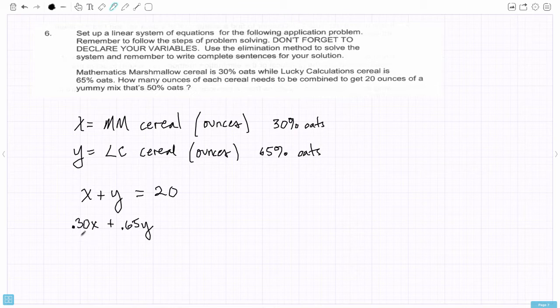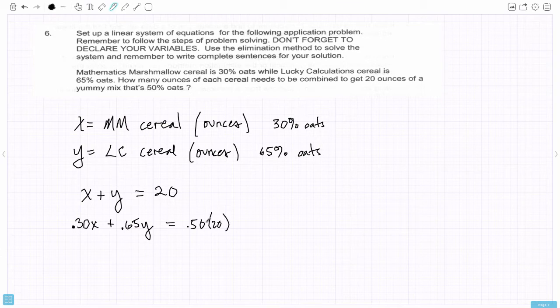So the actual amount of oats that come from the cereal and the actual amount of oats that come from the LC cereal, adding those two together has to be the actual amount of oats that you have in this yummy mix at the end. And it has to be 50% oats, and it has to be 20 ounces. And so you could say 50% of the 20.